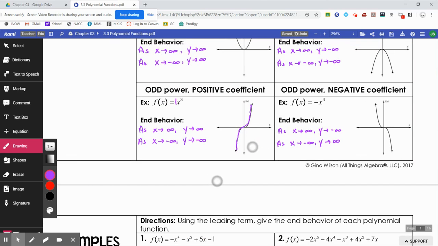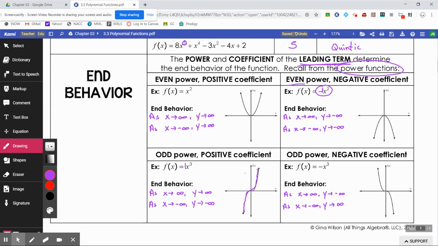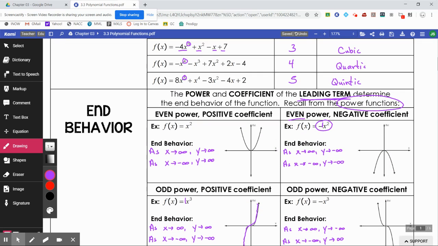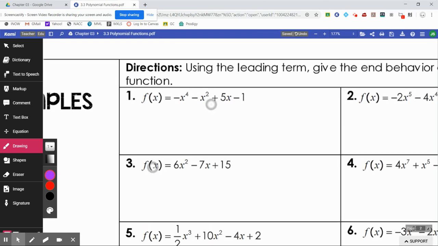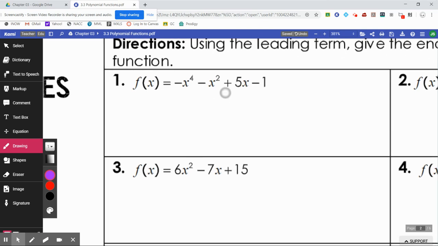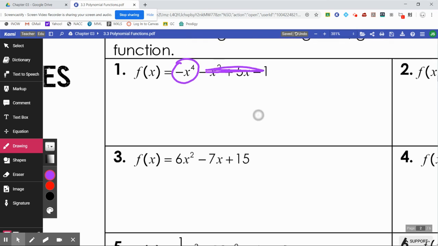So now let's apply these end behaviors to a general term, a general polynomial. Using the leading coefficient or the leading term, give the end behavior of each polynomial function. Let me remind you why you can do that. The power and the coefficient of the leading term determines the end behavior of a function. So if you want to see what the end behavior of this function is going to be, all you're concerned with is the leading term, the highest powered term. The rest of this really doesn't matter.